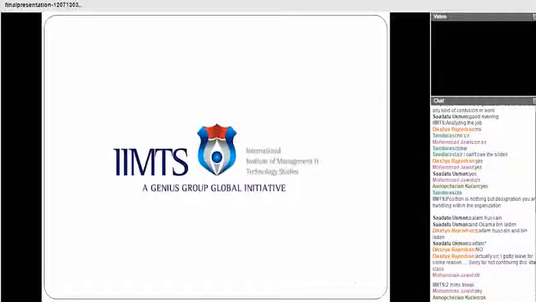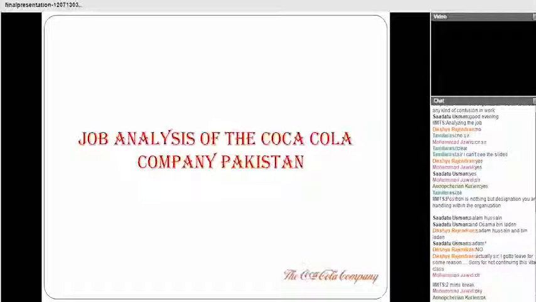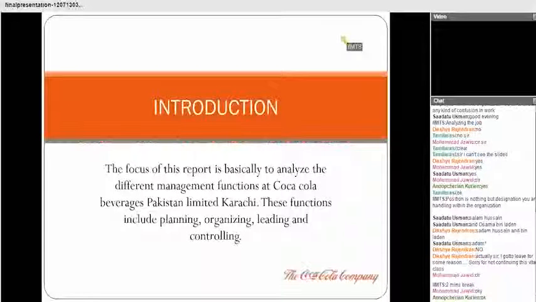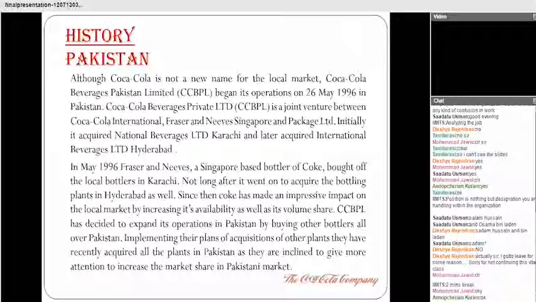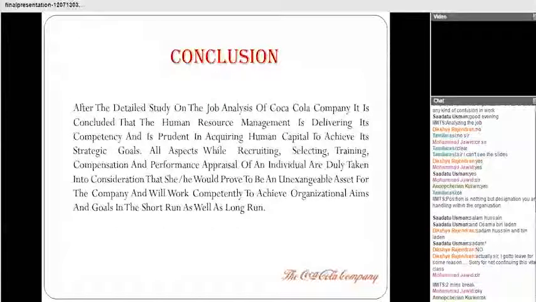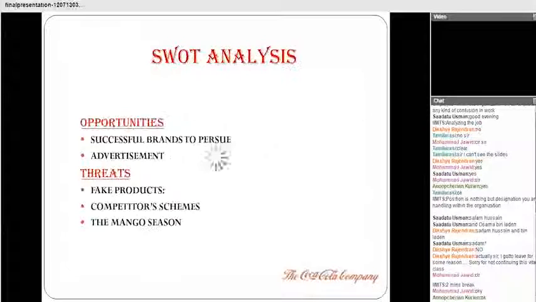This slide is just loading. Just a second, this slide is just loading.